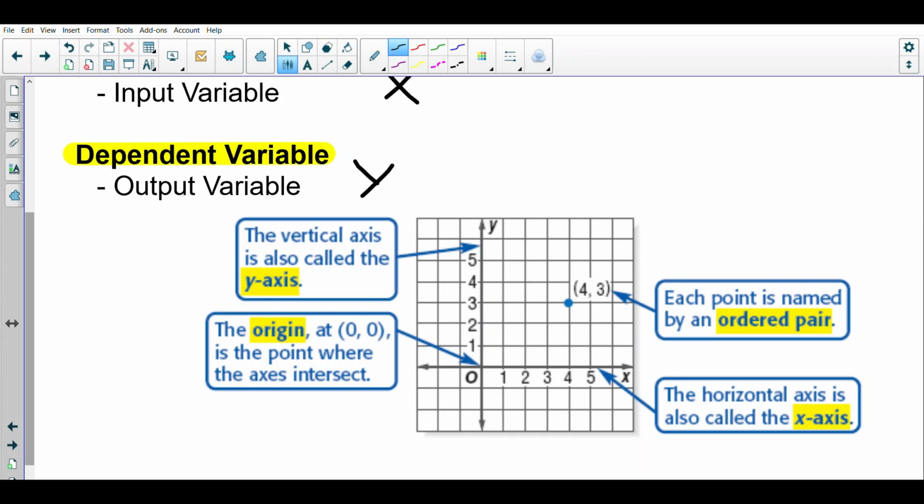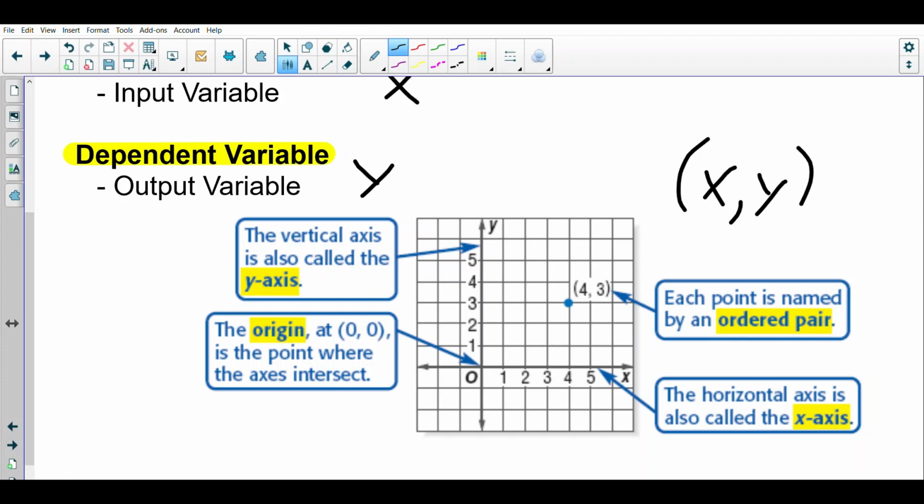So, at the origin, we have the coordinate 0, 0, where the two axes meet. The vertical line is called the y-axis. The horizontal is called the x-axis. And then when we put a coordinate pair together, we have x, comma, y. It's always in that order because we're in alphabetical order. It's what we call an ordered pair.